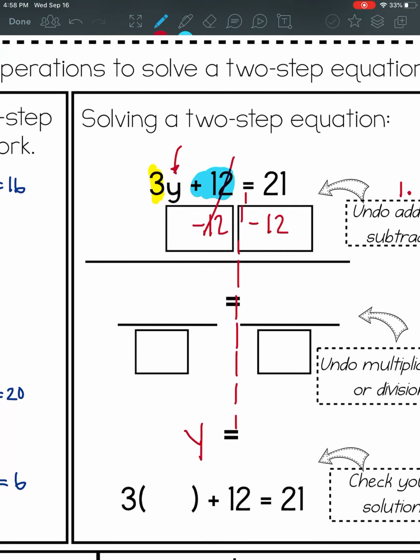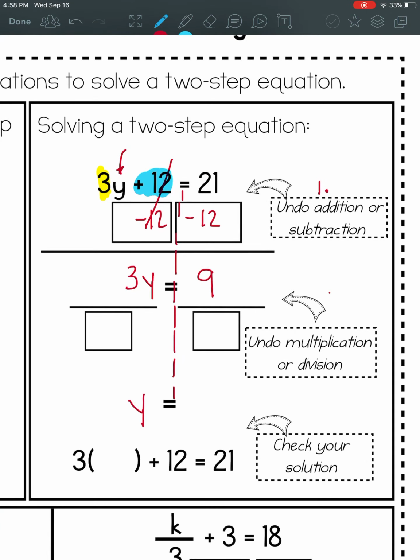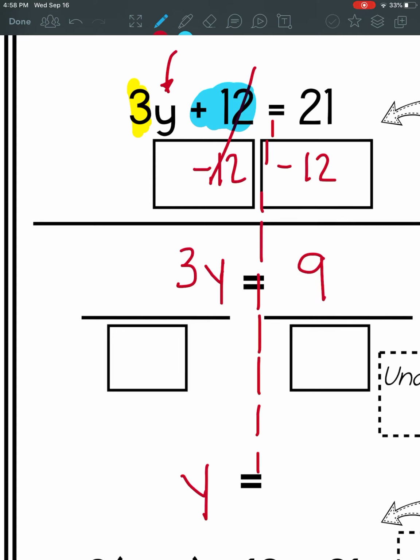And if we do it to one side, we also have to do it to the other. So 12 minus 12, the 12 is now gone. We're going to simplify that side. So we have 3y left. 21 minus 12 equals 9, okay? That equation is the exact same as what we started with. We just got rid of the 12 and did it on the other side.